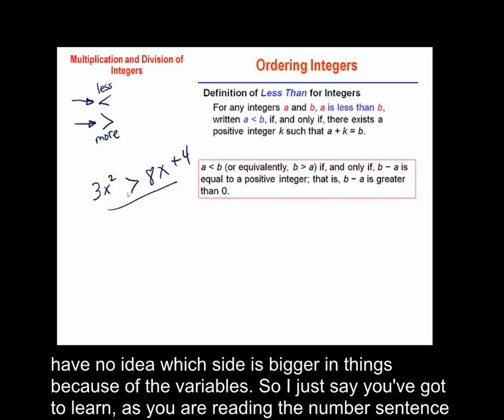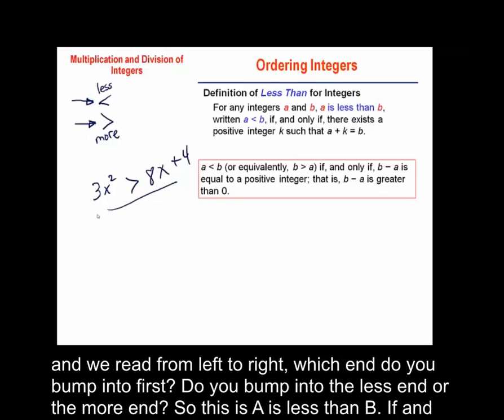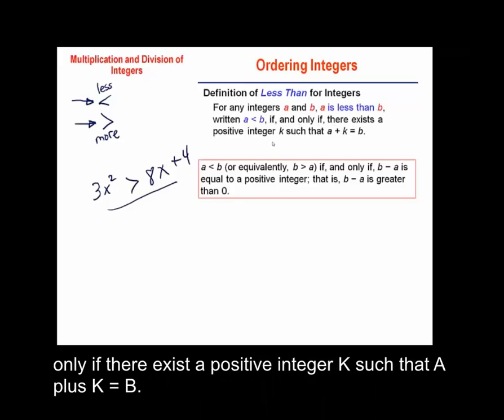So I just say you've got to learn as you're reading the number sentence, and we read from left to right, which end do you bump into? Do you bump into the less end or the more end? So this is a is less than b if and only if there exists a positive integer k such that a plus k equals b.